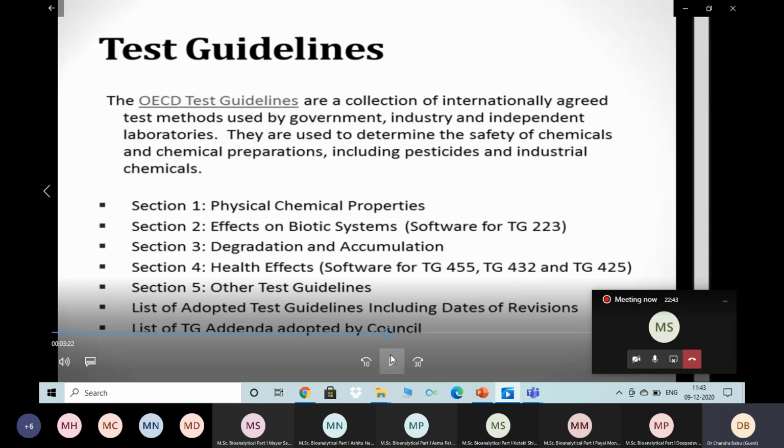TG here stands for test guideline. For example, TG 455 is a toxicity guideline 455, which has been identified by the software systems, and the systems have been aligned to detect it in the same range.